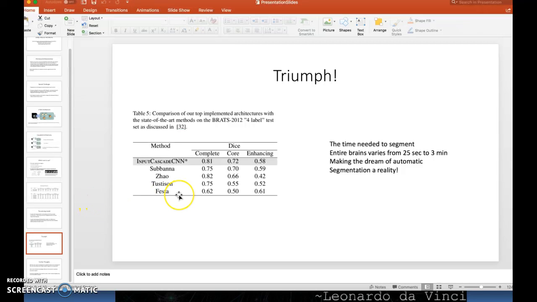And the time seems to be from 25 seconds to 3 minutes on average for this kind of automatic segmentation, and it's something that is pretty serious. So yeah, as long as there's sufficient GPU, this is doable.